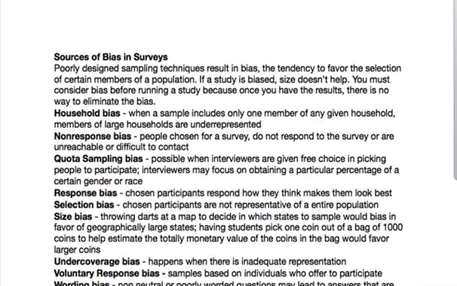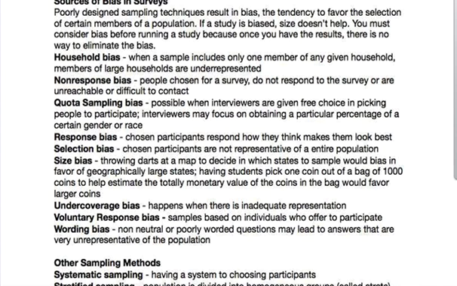Some different types of bias that you might run into. Household bias is when a sample includes only one member of any given household. So members of large households are underrepresented. An example of this would be like the Duggar family, on the show 19 Kids and Counting. If you went to that house and you just asked one person, there are 19 kids that live in that house, or 20 people, you are completely leaving out the other 19 people if you only ask one person, whoever comes to the door.